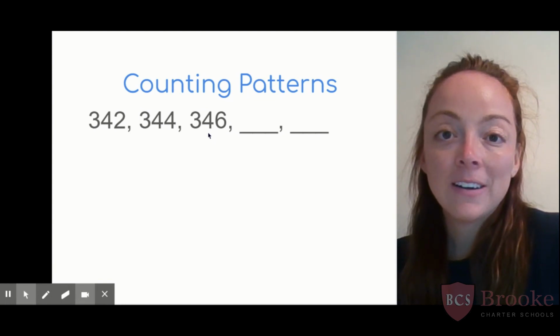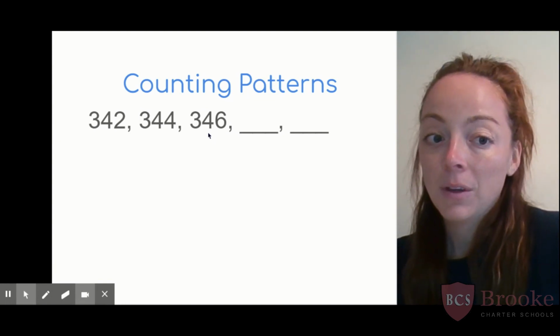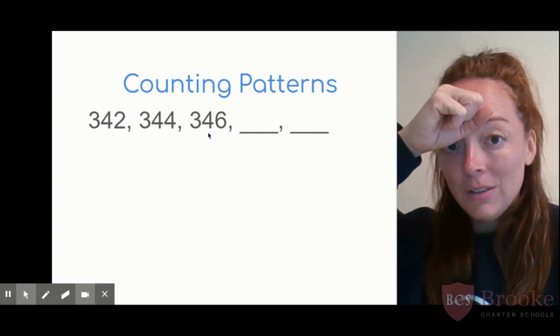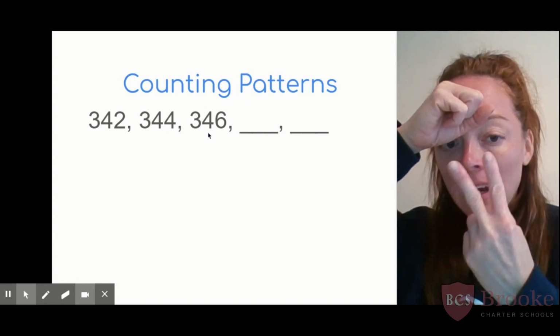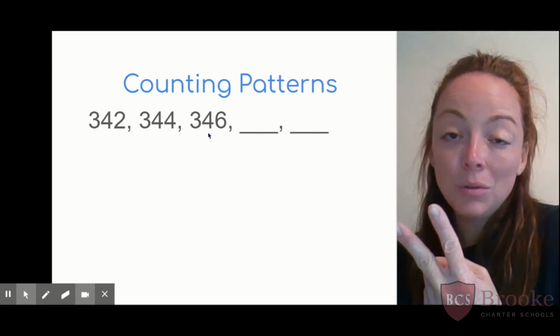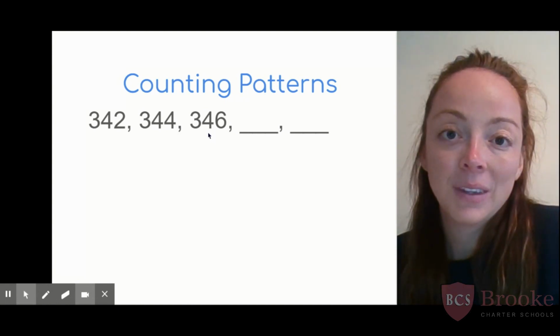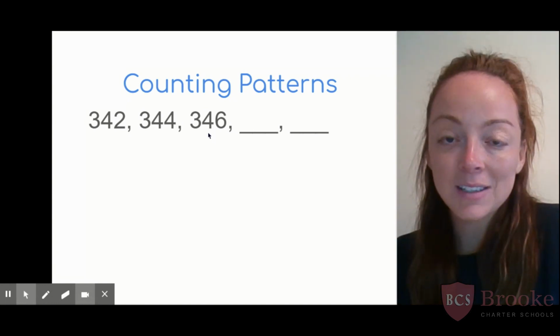If you said this pattern is counting by twos, you're correct. Because I know from 342, I can say just 342, 343, 344. I have 2 fingers up because that was 2 more, or a jump of 2. So this is a +2 pattern. See if you can figure out the missing numbers in the pattern that come next. Get to work.